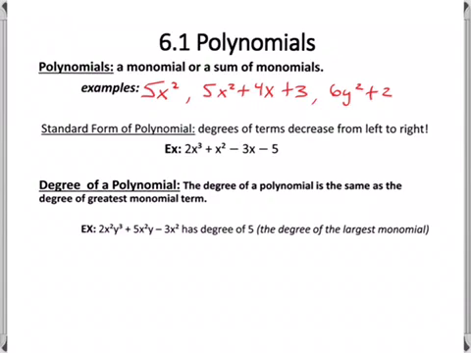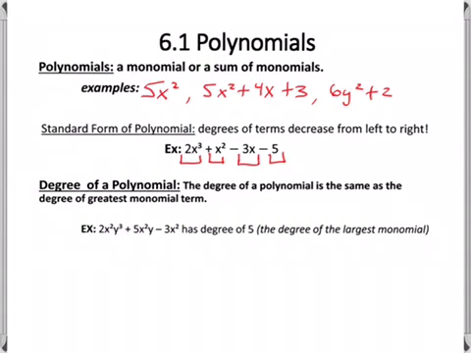The standard form of a polynomial is when you have a polynomial where each term is written in decreasing value of degree. So for our example here, this first term has a degree of 3, this term has a degree of 2, degree of 1, and degree of 0. The degrees are decreasing from left to right.